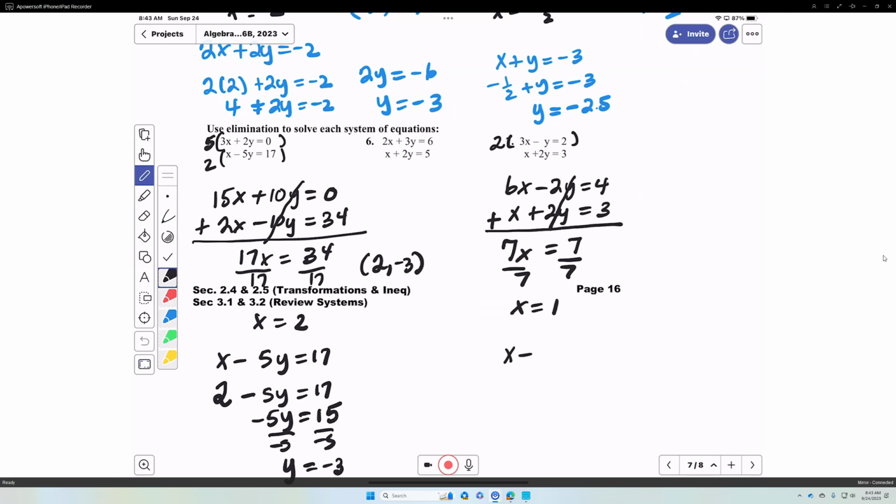You have x plus 2y equals 3. Next, replace the x with 1. Substitute. So you have 1 plus 2y equals 3. And since you're solving for y, you subtract 1 from both sides. So you have 2y equals 2. So y equals 1. So the answer to this system is 1, comma 1.